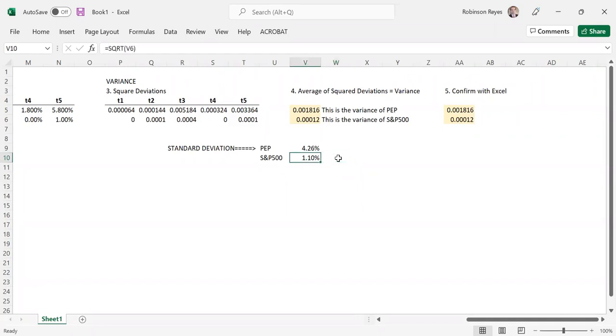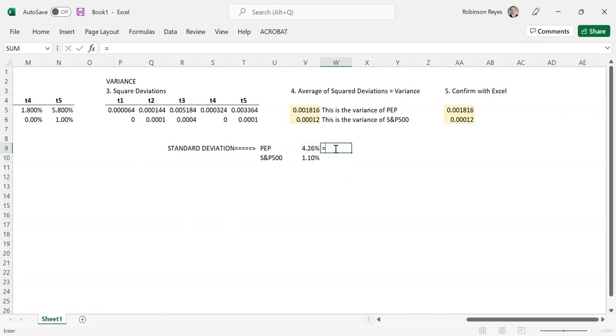Okay, so now we have this. This is the standard deviation. We took this long step and got the square root of the variance. So if we were asked about the standard deviation, we would take the long approach and then get the square root of the variance.